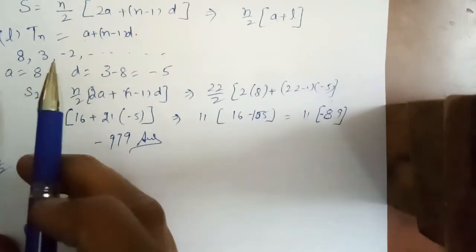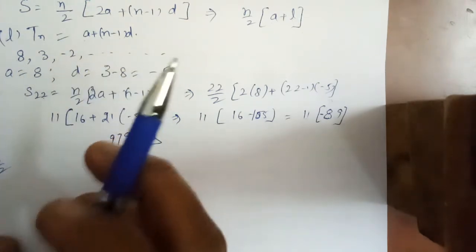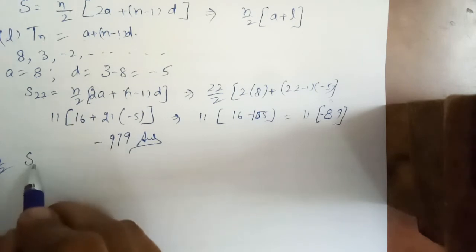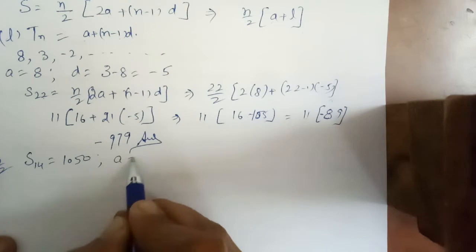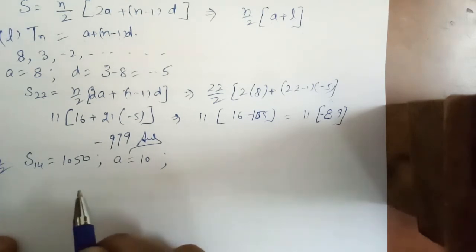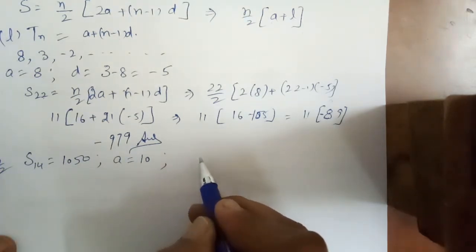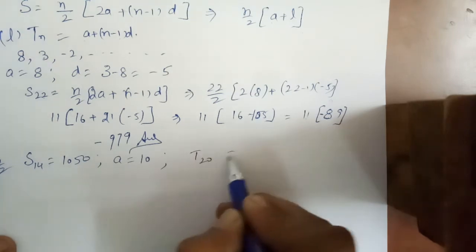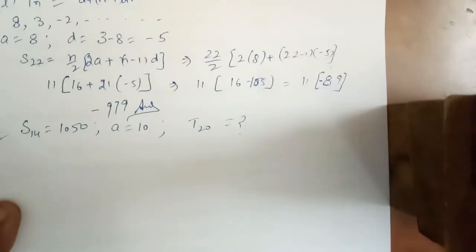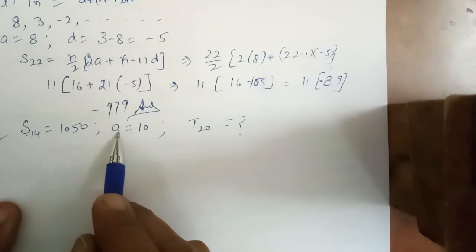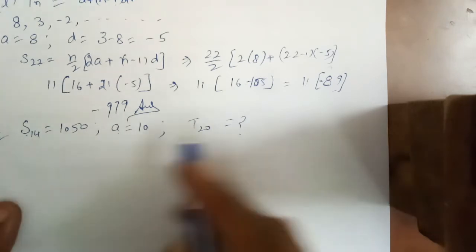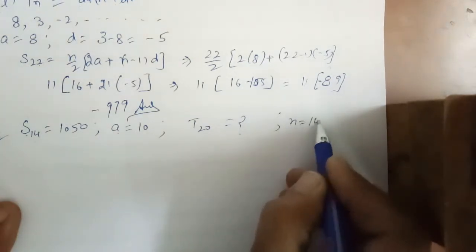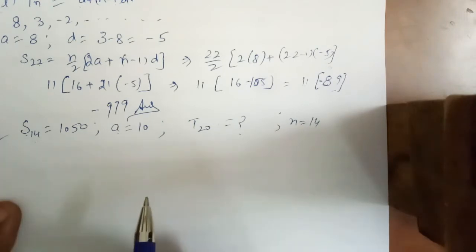Example number 12: if the sum of the first 14 terms of an AP is given as 1050, that is S14 is 1050, and the first term is 10, a is equal to 10, find the 20th term, that means T20. Now in the sum of n terms we need a, d and n. n is not directly given, but since S14 is given, n is 14. Clear? But d is not given to us.